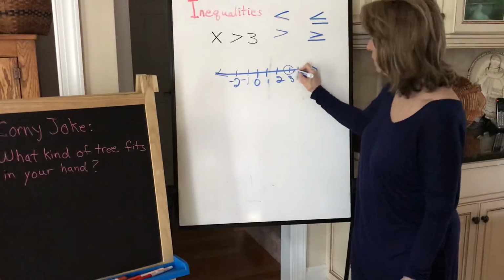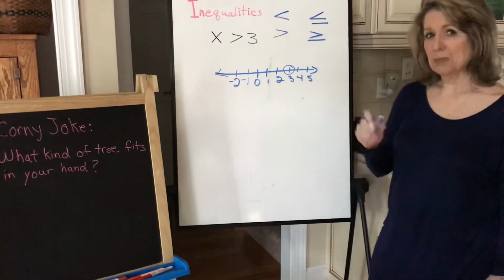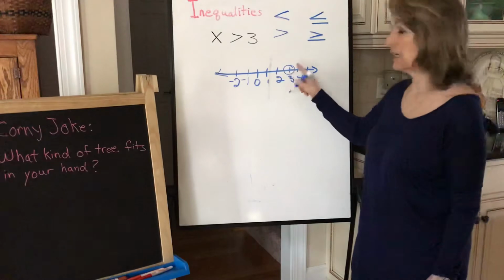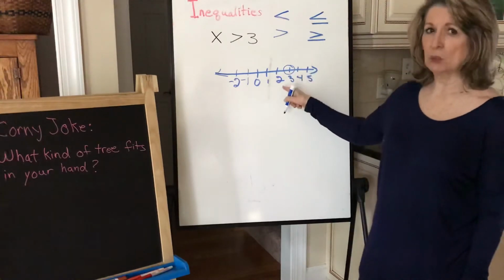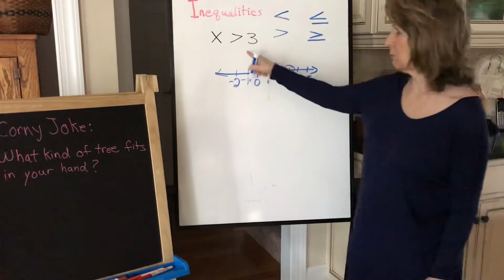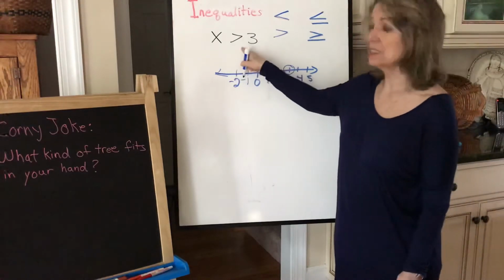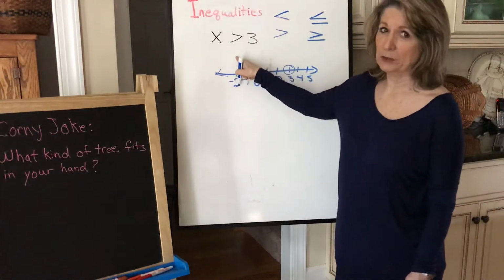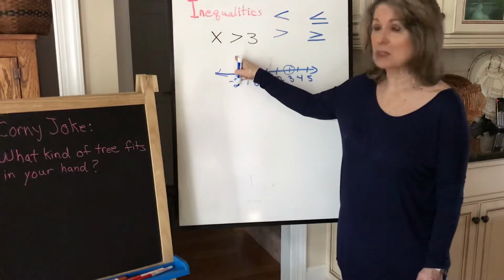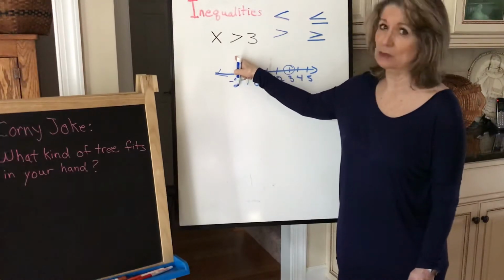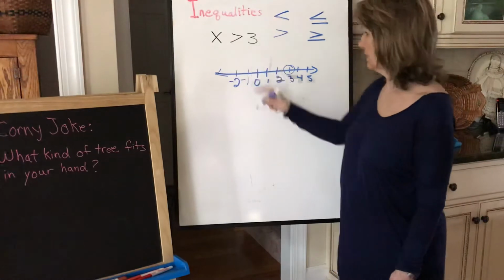We're going to put a circle around that. But let me ask you, do you think we're going to color that circle in, or are we going to leave it an open circle? Well, remember, the only time we include 3 in our solution set is if this has an equal to sign under it, and it doesn't. So therefore, 3 is not part of our solution because 3 is never greater than 3.